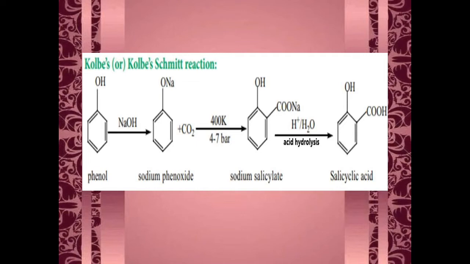Next reaction is the Goldschmidt reaction. This is an important reaction. When phenol is reacted with sodium hydroxide, the sodium hydroxide splits into sodium and OH. That OH alone reacts with H and we remove water. The sodium is automatically added to the phenol, so that we get sodium phenoxide. Afterward, the sodium phenoxide reacts with carbon dioxide at 400 Kelvin and 4 to 7 bar pressure. We get sodium salicylate as a product. Now that sodium salicylate undergoes acid hydrolysis, and we get the final product, salicylic acid. This is the Goldschmidt reaction, an important reaction.